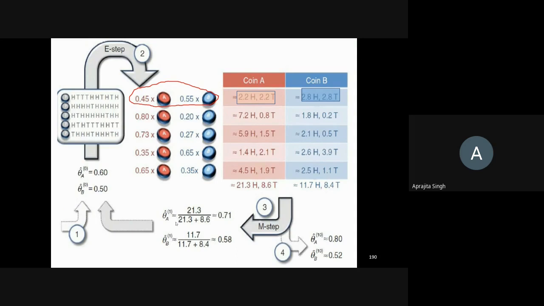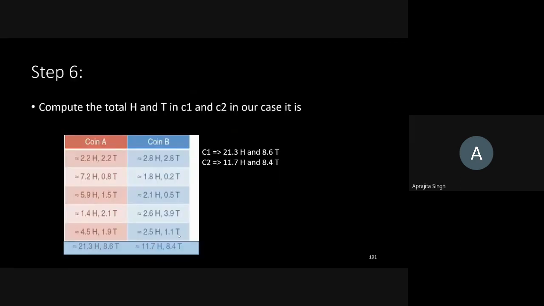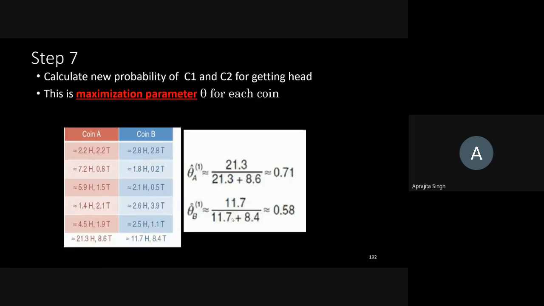Now we are finding out the new probabilities. So this is the maximization step. Okay, so you found out this table, you found out the total number of heads and total number of tails for coin A and coin B. Now with the new values, after the expectation step that you have done, you have to go for doing the maximization step. And in that what we do? We just do this part. 21.3 divided by the total of this. So now the new probability of A landing heads is 0.71 and for B landing heads is 0.58.